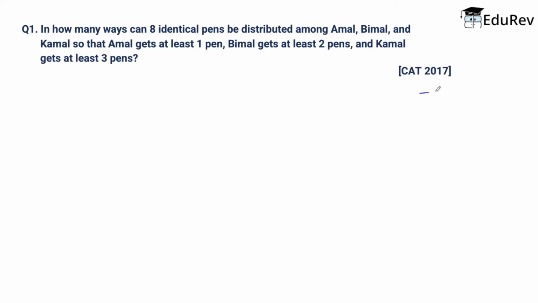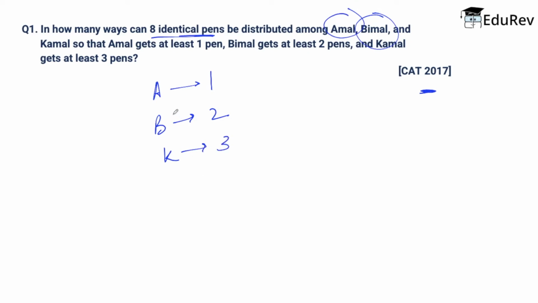Now, this question came in CAT 2017, so keep in mind, if you're able to understand and do this question properly, then that means you have a good hold on it. So, without further ado, let's read question 1. It says that in how many ways can 8 identical pens be distributed among Amal, Bimal, and Kamal so that Amal gets at least 1 pen, Bimal gets at least 2 pens, and Kamal at least 3 pens.